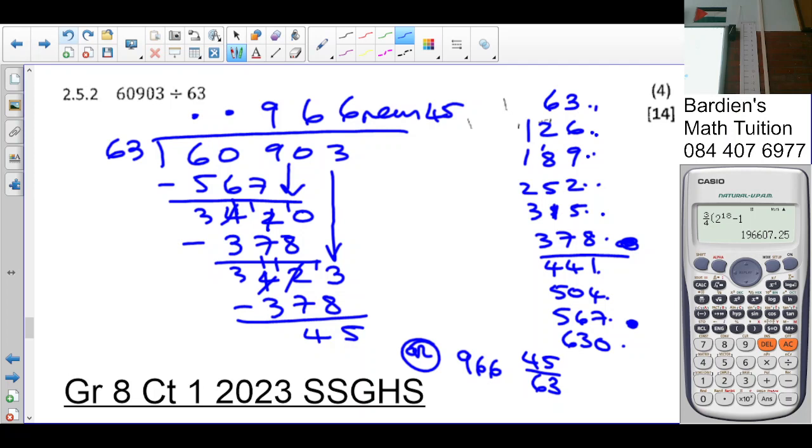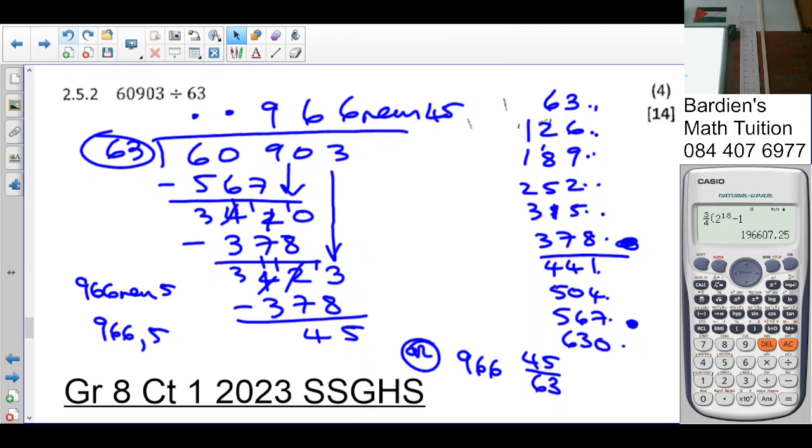Okay, yes, Michael? You write 966 comma 45? No, you. Okay. Because if you look at it, if the answer was 966, the remainder 5, could we have said 966 and a half? The comma 5 is half. So is the remainder 5 a half of 63? No, so that's why I can't say. Unless you are dividing by 100 or by tens or whatever, then you could have just said it's comma from there. But in this case you can't.